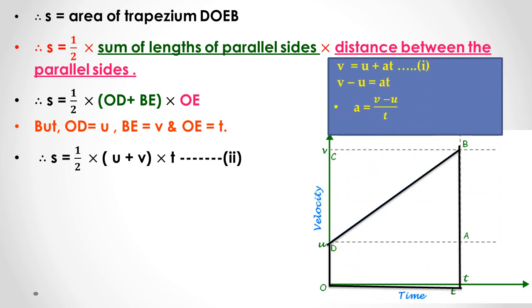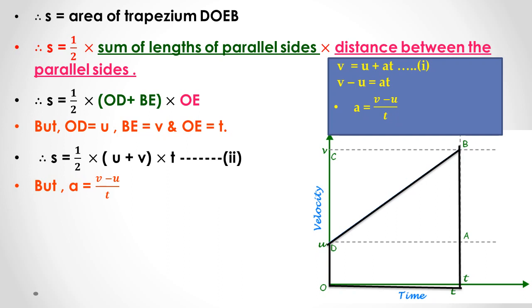Now students, we know V equals U plus AT. This is our equation number 1. If we rearrange this equation, we get V minus U equals AT. Rearranging again in the third step, we get A equals V minus U, and T will go into the denominator. So A becomes V minus U upon T. This is just your first equation of motion, we are just rearranging the terms here and there.